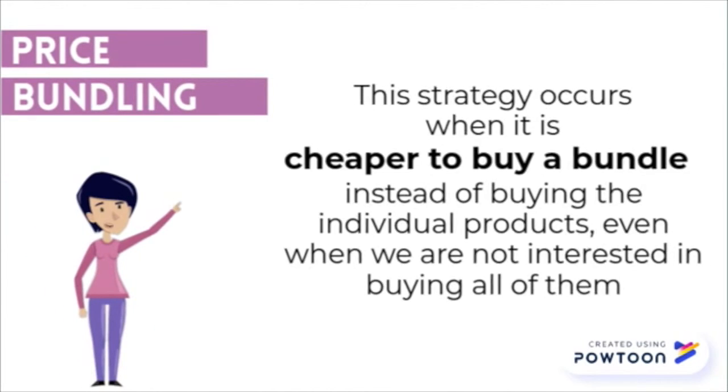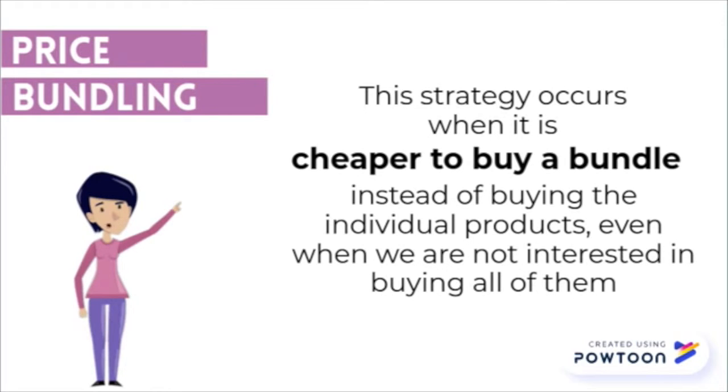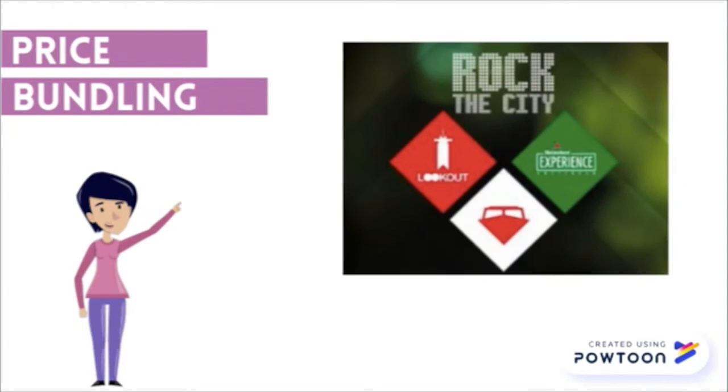Price bundling occurs when it's cheaper to buy a bundle instead of buying the individual products, even when we are not interested in buying all of them. In this example, a tourist may be only interested in the Heineken Experience, which costs €18, and in the Canal Cruise that costs €15. However, it is way more interesting if one can buy not only both of them, but also the trip to the A'DAM Lookout Tower, all of that for less than the other two combined.